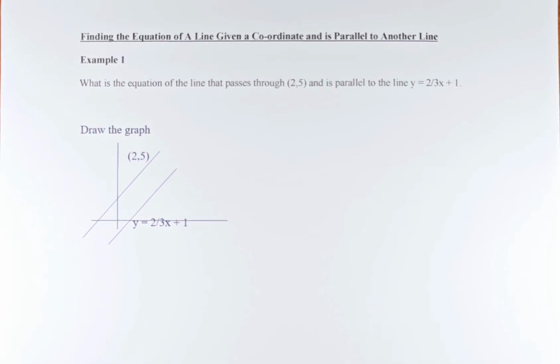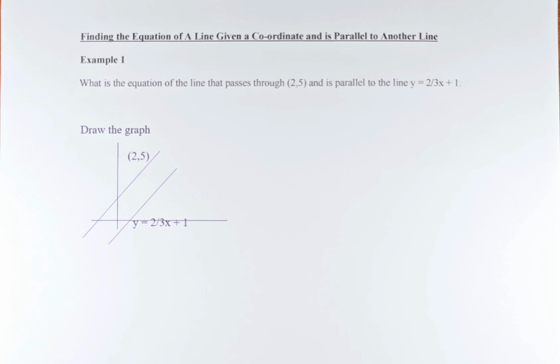Good day. In this video, we are going to try a coordinate geometry question, and this time we're going to find the equation of a line given a coordinate and a line that is parallel to another line. So for example, the question is, what is the equation of a line that passes through the coordinate (2, 5) and is parallel to the line y equals 2/3 x plus 1.